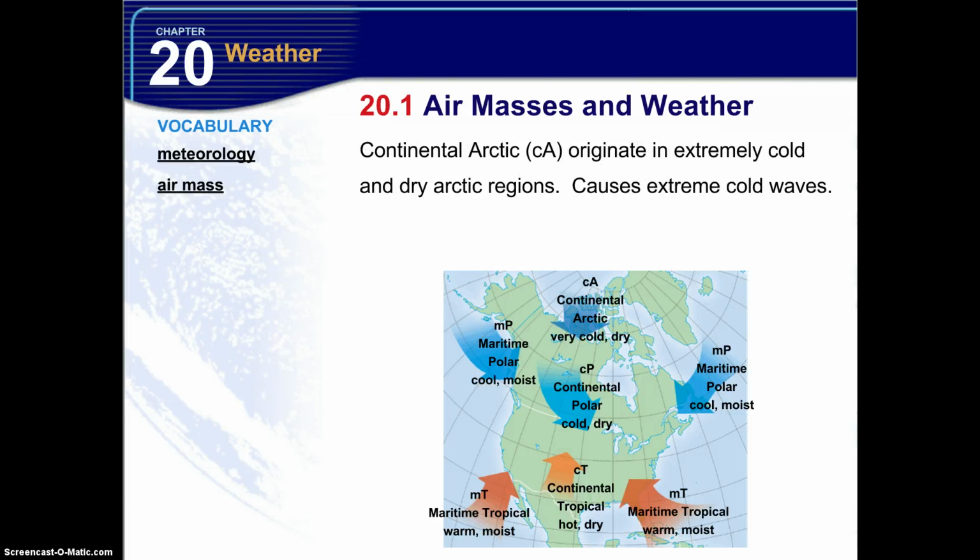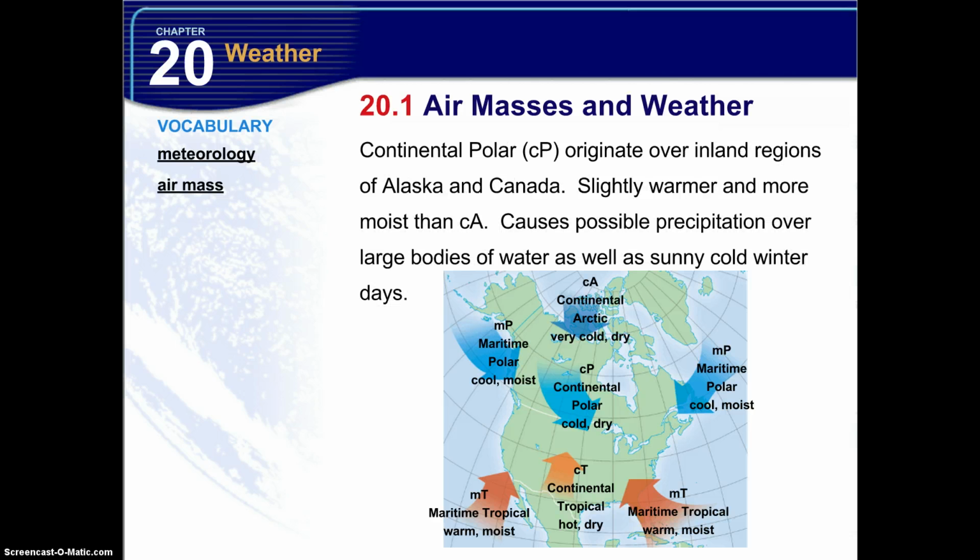So let's break these down. Continental Arctic air masses originate in extremely cold and dry Arctic regions. They cause extreme cold waves. We've seen these in the news quite often. Continental Polar air masses originate over inland regions of, that's right, Alaska and Canada. They are slightly warmer and more moist than CA. They cause possible precipitation over large bodies of water as well as sunny cold winter days.